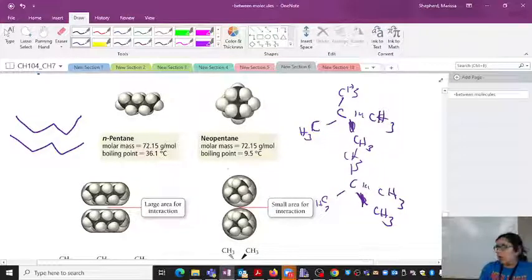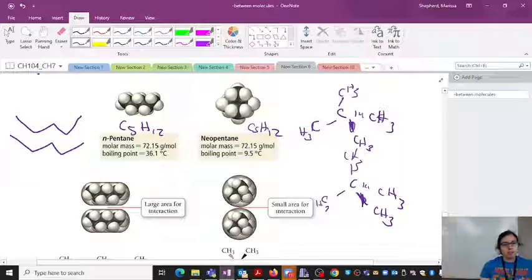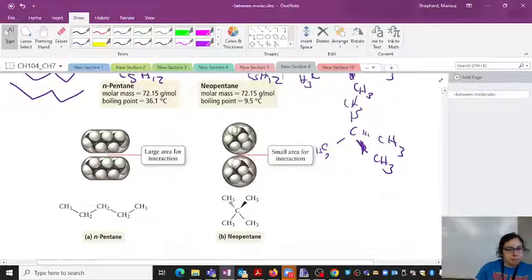And so notice the only factor that we're comparing is their difference in geometry, since they have the same molecular formula, C5H12. And you can see that in the molar mass. So exact same molar mass, so that's not influencing the difference, but instead just that shape. And again, that's 36 degrees Celsius for the boiling point of pentane versus 9.5 for neopentane.